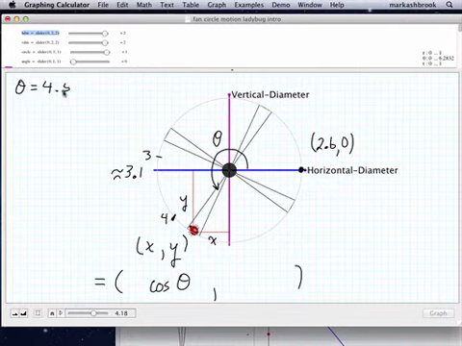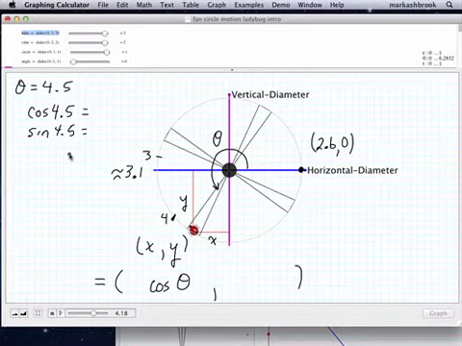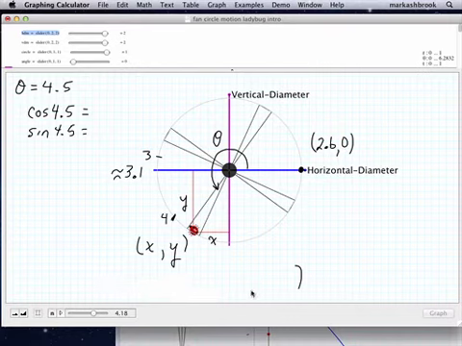So let's find the cosine of 4.5 in your calculator, and find the sine of 4.5. Make sure your calculator is set to radians, because this 4.5 is radians, right? It's how many radius lengths we are. So let's just get these values, cosine 4.5 and sine 4.5. For cosine, it's negative 0.21, okay? And then for sine, it's negative 0.9.